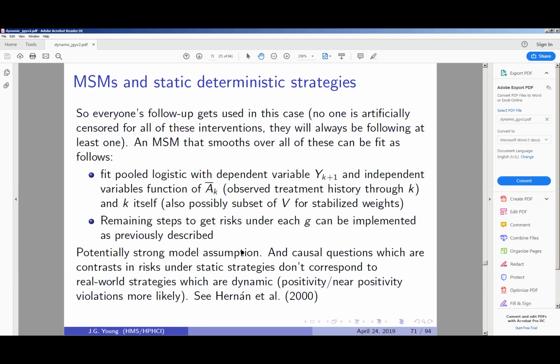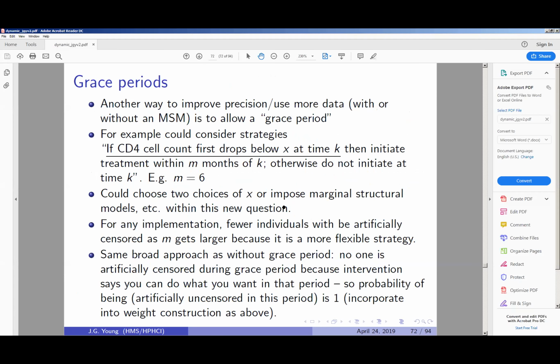So again, this is potentially a strong model assumption because this is really definitely smoothing over lots of possible strategies. And also, as we discussed before, these questions are typically not well supported by data, where we almost always have positivity or near positivity violations. But it makes for a very simple algorithm and an ability to use a lot of the data because, again, everybody is following any particular static strategy.